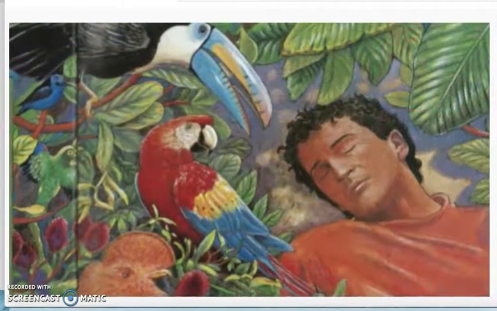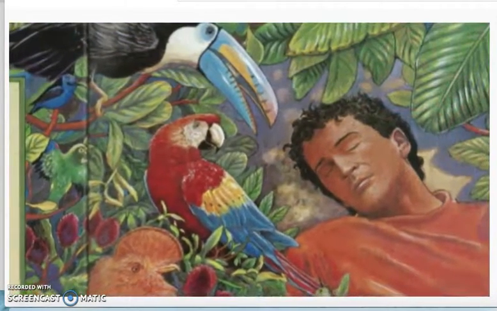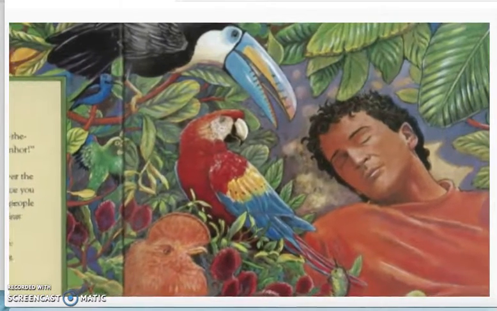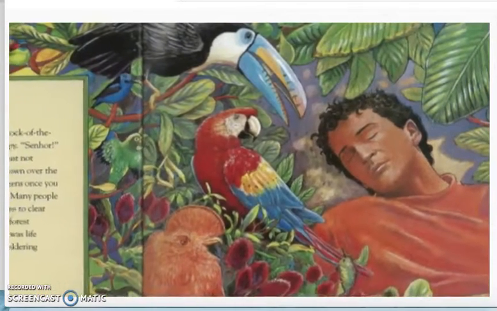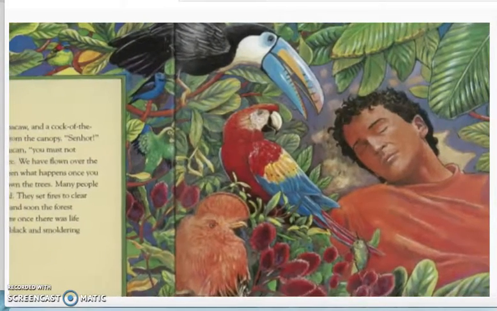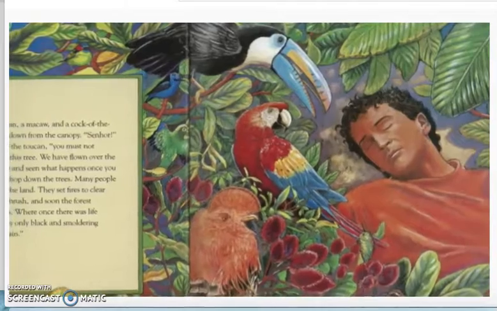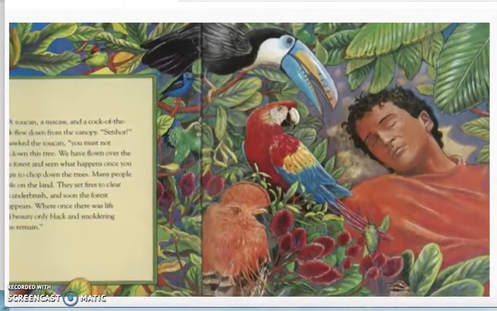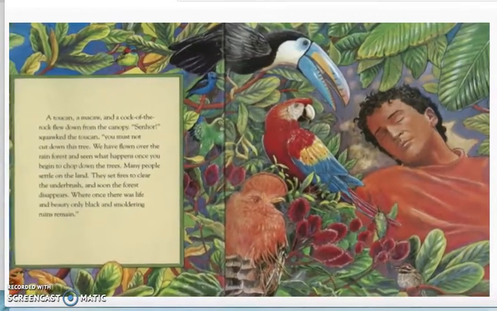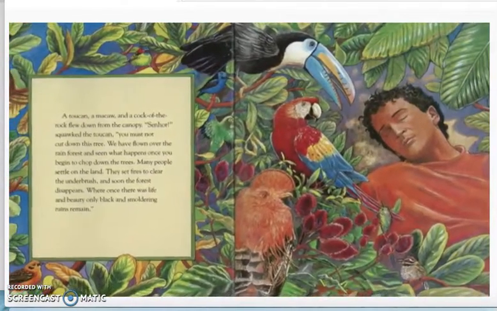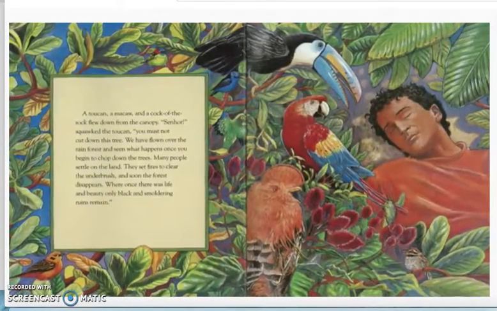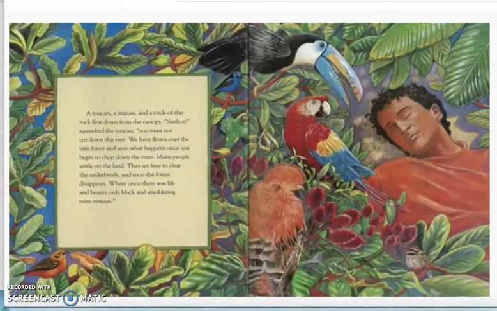A toucan, a macaw, and a cock of the rock flew down from the canopy. "Senor," squawked the toucan, "you must not cut down this tree. We have flown over the rainforest and seen what happens once you begin to chop down the trees. Many people settle on the land. They set fires to clear the underbrush, and soon the forest disappears. Where once there was life and beauty, only black and smouldering ruins remain."